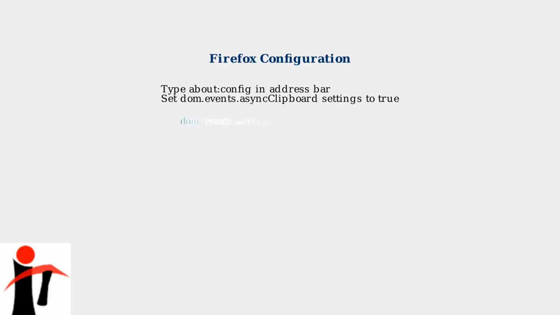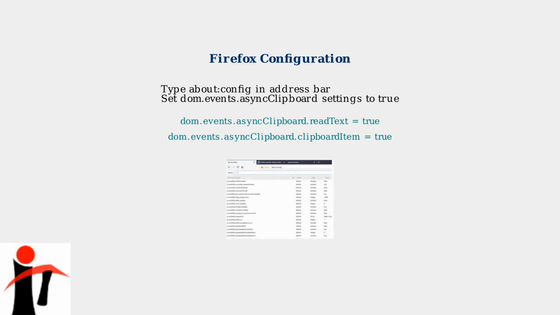Firefox users need to modify About Config settings. Type about:config in the address bar and set the async clipboard read text and clipboard item preferences to true. The Firefox About Config page allows you to modify advanced browser preferences. Look for the clipboard-related settings and change their values to enable proper functionality.